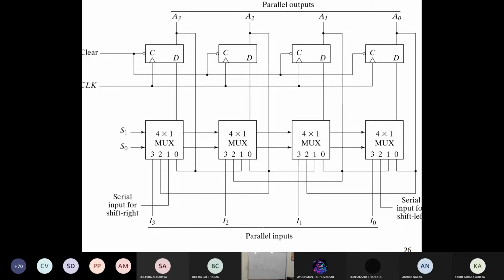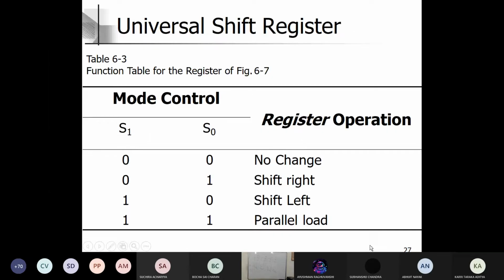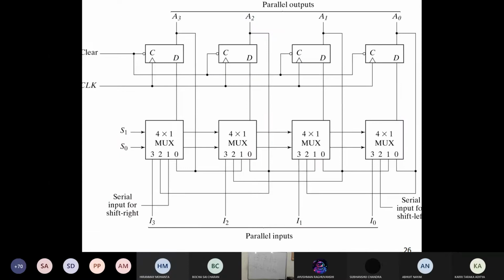So what does it mean? Output will not change. There is no change according to this particular diagram. That means the output remains the same because we are using D flip-flops, so they have used A3, A2, A1, A0. Consider that, so no change.